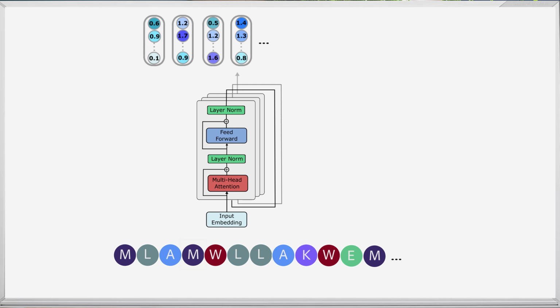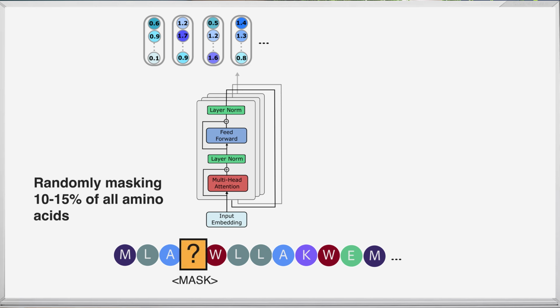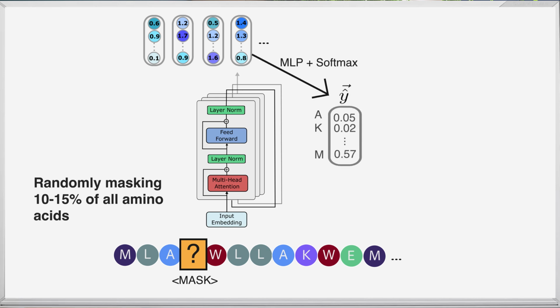These embeddings contain information not only about which amino acid is present, but also about the structural and functional context of that position. Most protein language models are trained with masked language modeling. During training, we randomly mask around 10 to 15% of the amino acids in a sequence. The model then has to predict which amino acid belongs to each masked position. The model outputs for each masked position a probability score for all 20 possible amino acids.